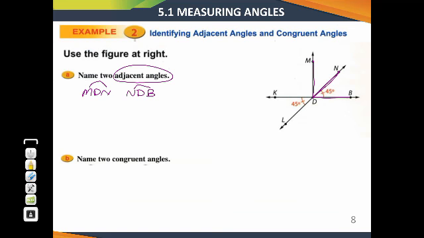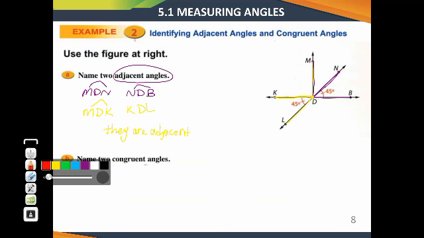Look, MDK. MDK with what? With KDL. Why? Because they have the same vertex. KDL. They are adjacent. You can say they are adjacent. Okay. What about congruent?